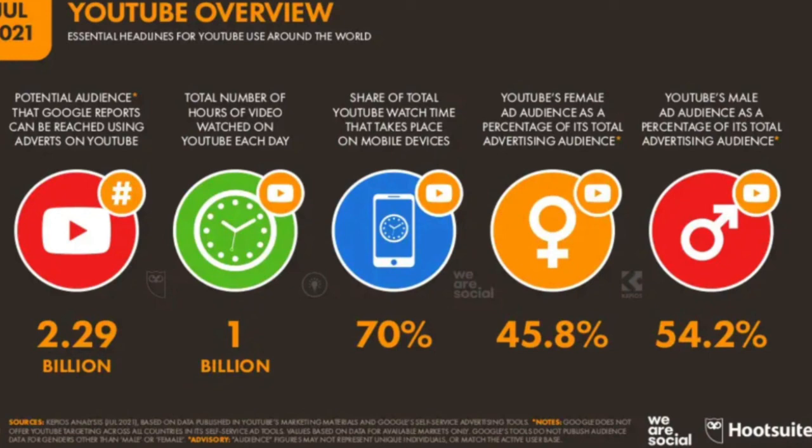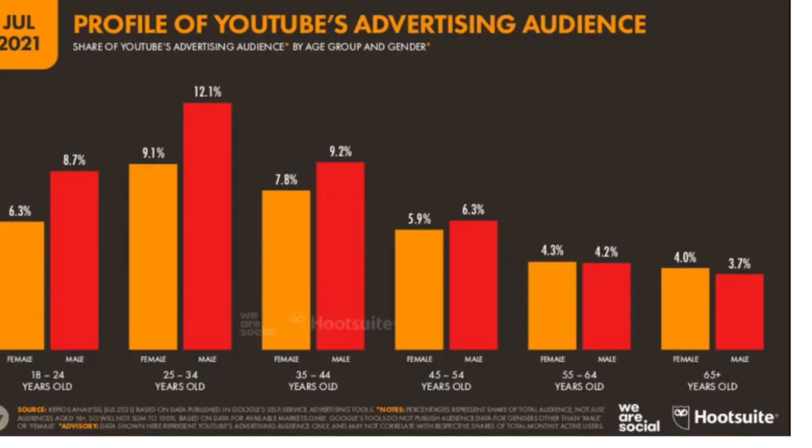The share of total YouTube watch time that takes place on mobile is 70%. YouTube female penetration as an audience is 45 and male audience is 54. So that's the demographic. Now people of all ages watch video on YouTube, so you can see, but the most dominant one is 25 to 34. These are the two age demographics which are mostly hooked on to YouTube.